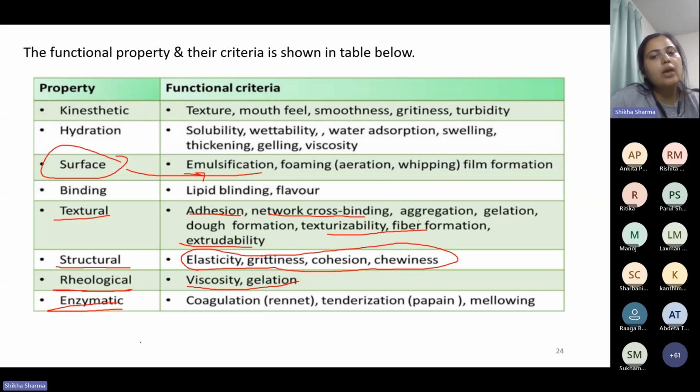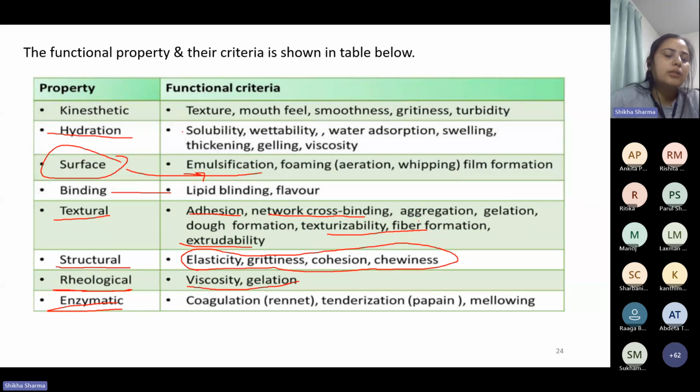At the surface we have the emulsification and also the foaming. So in the emulsification, what happens? There will be formation of two emulsions, which are oil in water and water in oil. And in the binding, lipid binding and flavors come.